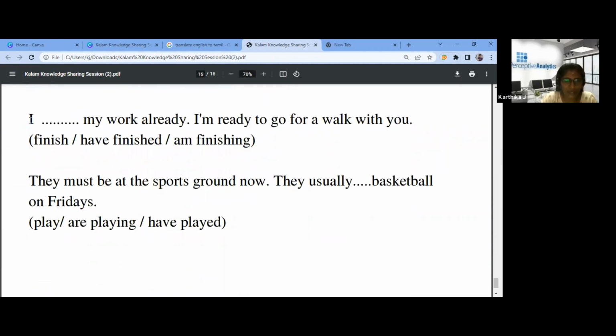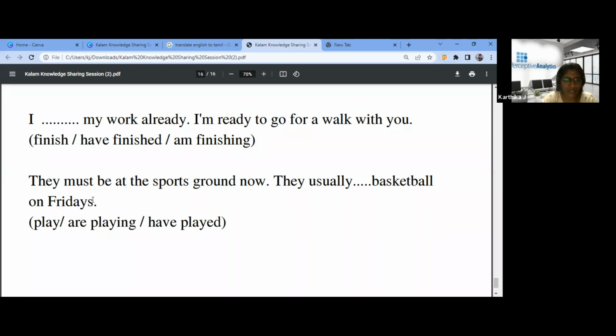I dash my work already. I am ready to go for a walk with you. I finished. Yeah, it is a finished one. So I have finished my work already, so I am ready to go for a walk with you. I have completed my work, so in that case we have to use have finished.